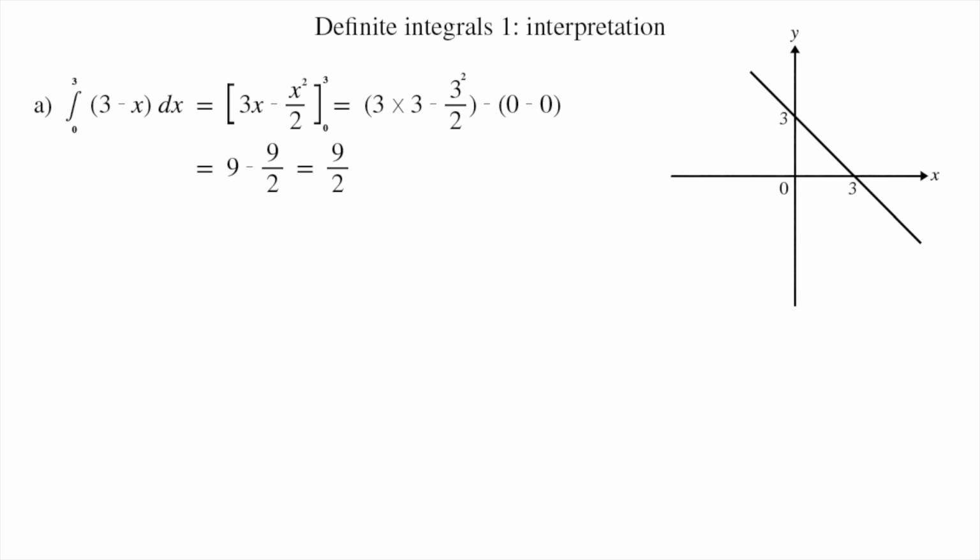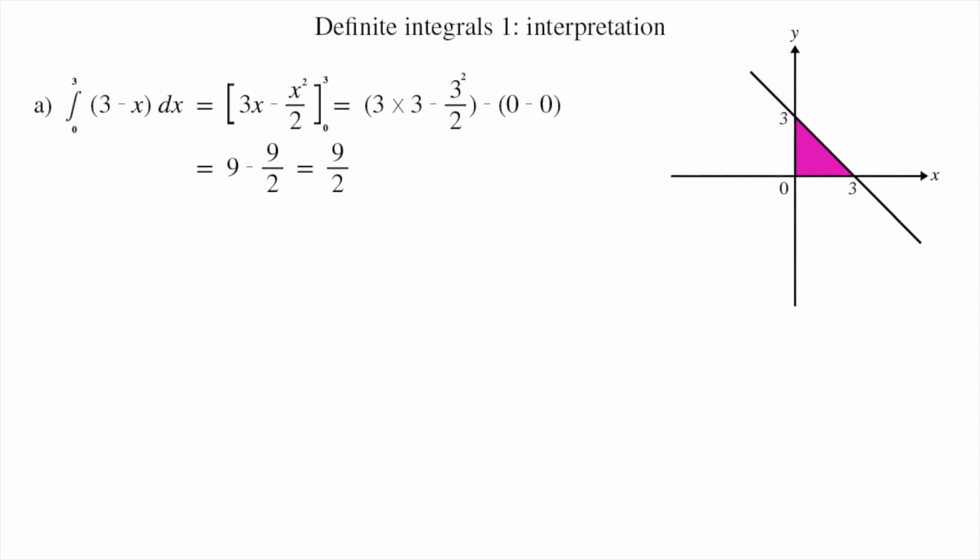But what does this number actually represent? What we've computed there is the area between this line and the x-axis, from x equals 0 to 3. That is, it's this triangle here. This is generally true. If we integrate a function between two limits, a and b, then the number we obtain is the area enclosed by the graph of the function, the x-axis, and the vertical lines x equals a and x equals b.